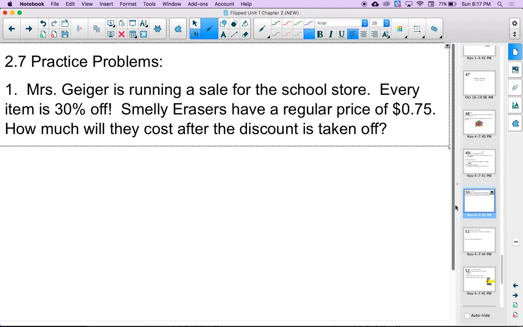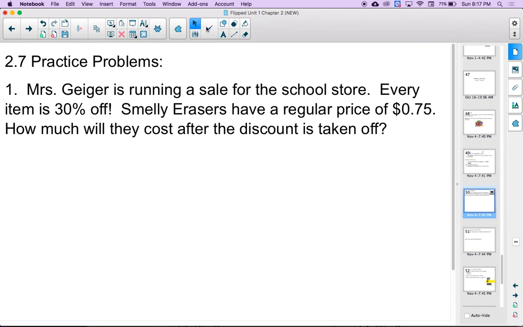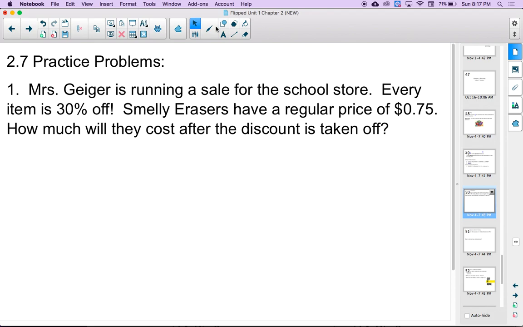Let's see an example. So Mrs. Geiger, she's running a sale at the school store. Every item is 30% off. That is our percent of discount. Smelly erasers have a regular price of 75 cents. How much will they cost after the discount is taken off? So this is when we want to find the sale price. We want to go through the whole process, all the steps.